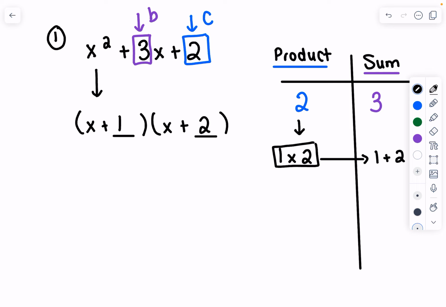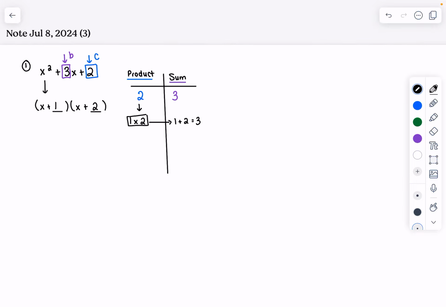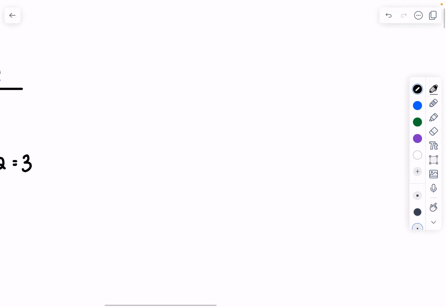If you went ahead and FOILed this out, which you can try on your own, you would get x squared plus 2x plus 1x plus 2. 2 plus 1 is 3 on the x's. So you could always double check your work by going ahead and multiplying out. Okay, this example is a little bit more straightforward because there's really only one option. Let's try one with more options.